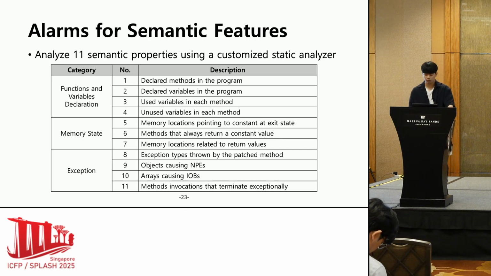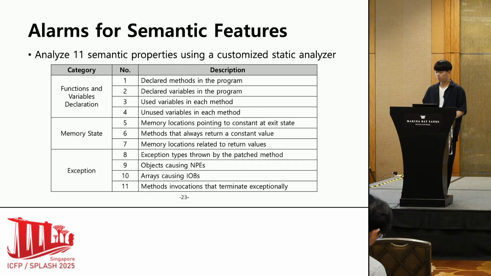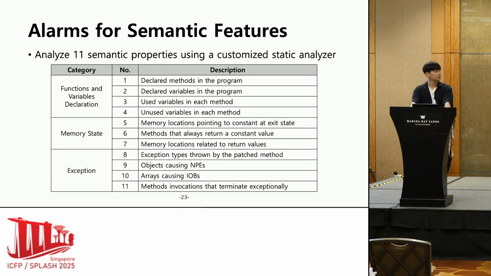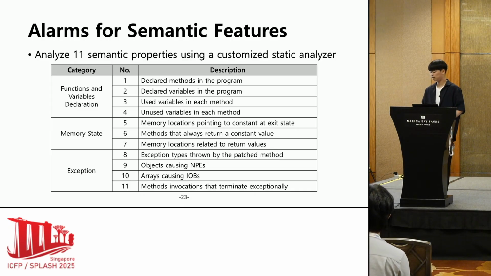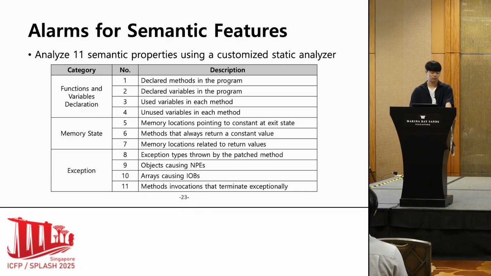In this work, we use the changes in 11 semantic properties, and these features are grouped into 3 categories. First, definition and use of the function and variables. Second, values in the memory state. And third, exception. We designed a customized static analyzer to extract each patch and each feature, and the definition of our abstract domain and design choice for each feature, and the key ideas for sound, precise and scalable analysis are described in our paper in detail.